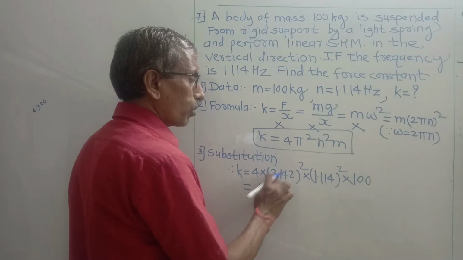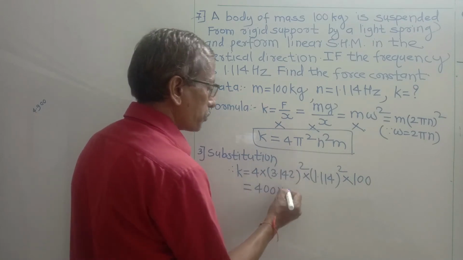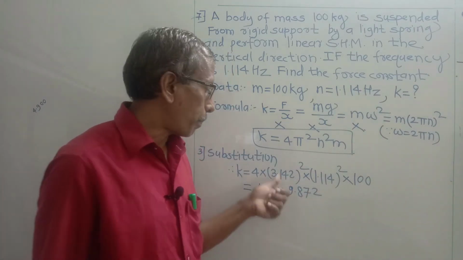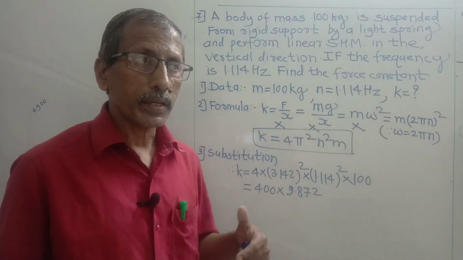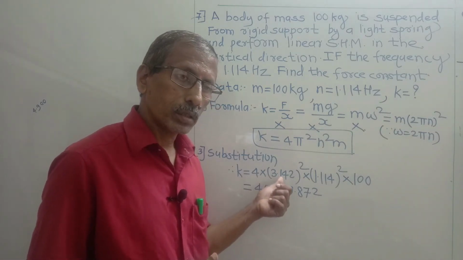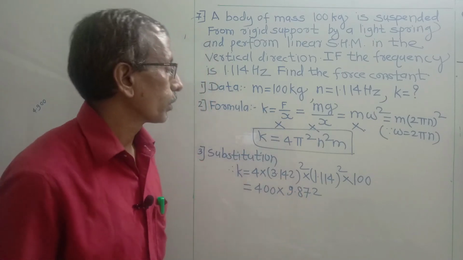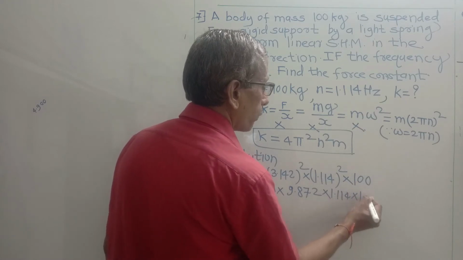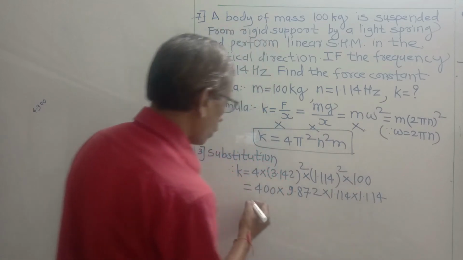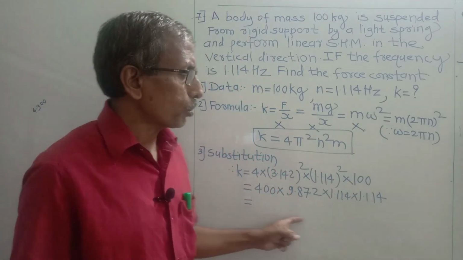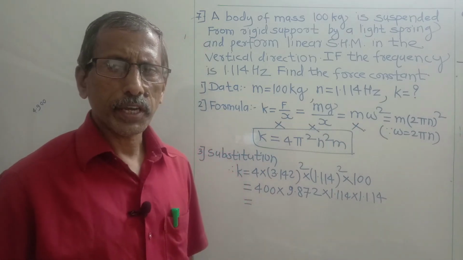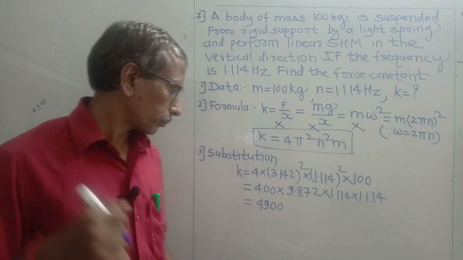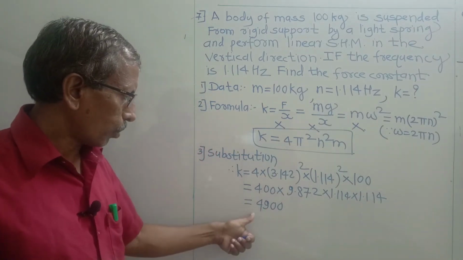The value of the square of 3.142 is 9.872. Value of pi square frequently comes in numericals, so learn it by heart. So 1.114 two times, 1.114 into 1.114. When we solve this problem, we get the answer. So the value of this comes out to be 4900.